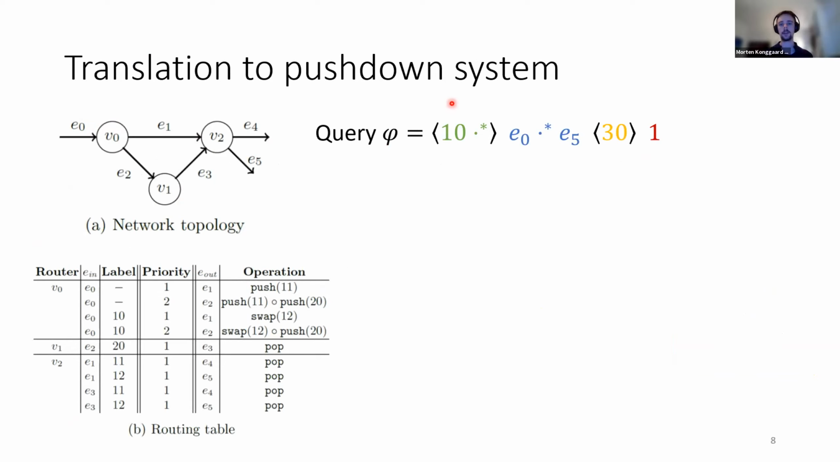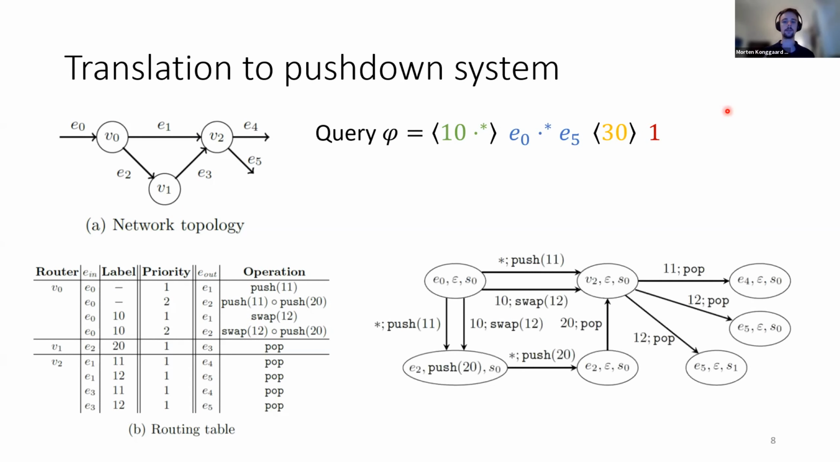This query asks whether there's a trace that starts with 10 on top of some stack of labels in the header. Then the packet traverses, starts on E0 here and exits on E5 with some number of links in between. And the final packet should have only the label 30. So it generates this pushdown. And I'll leave most of the details for you to read in the paper, but I'll just highlight a few things here.